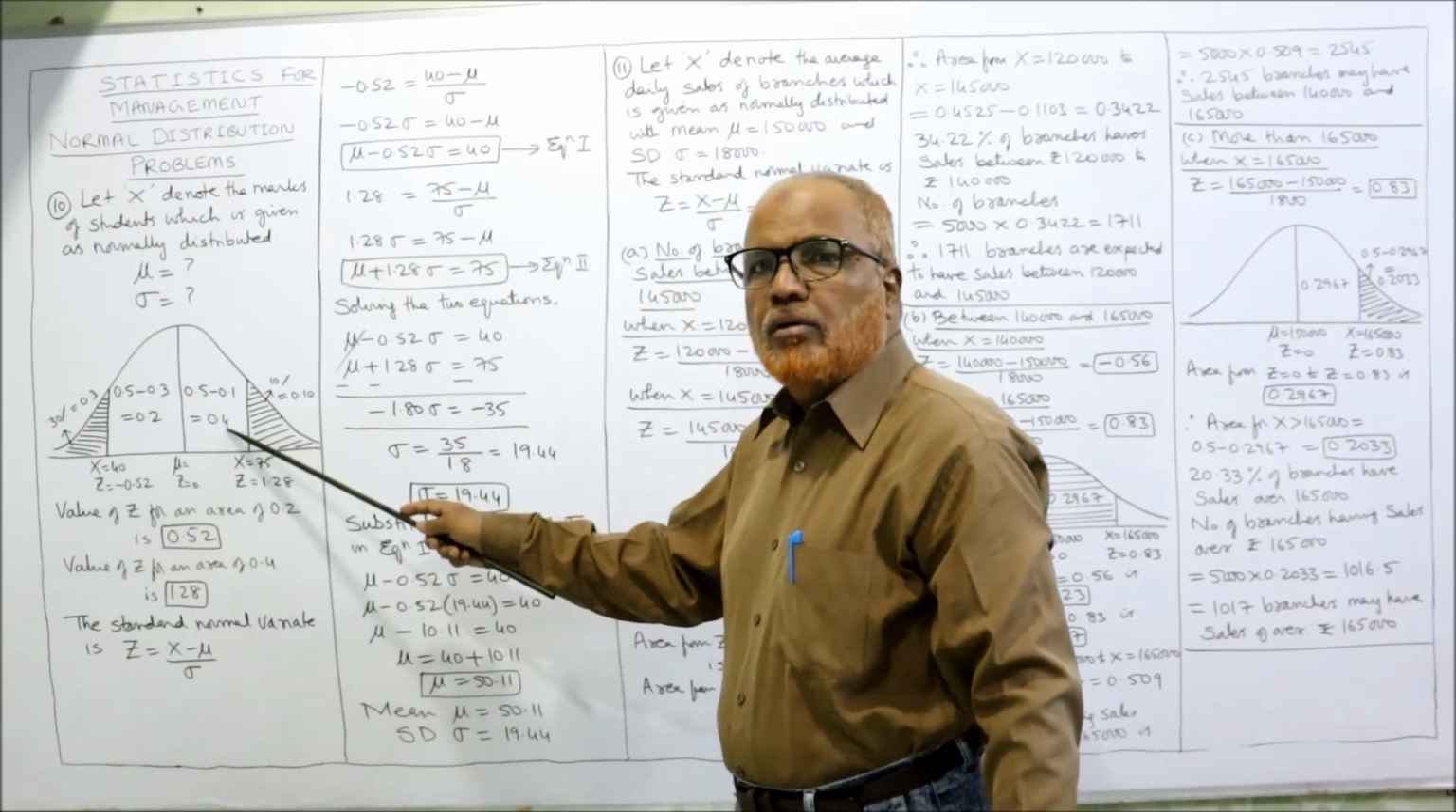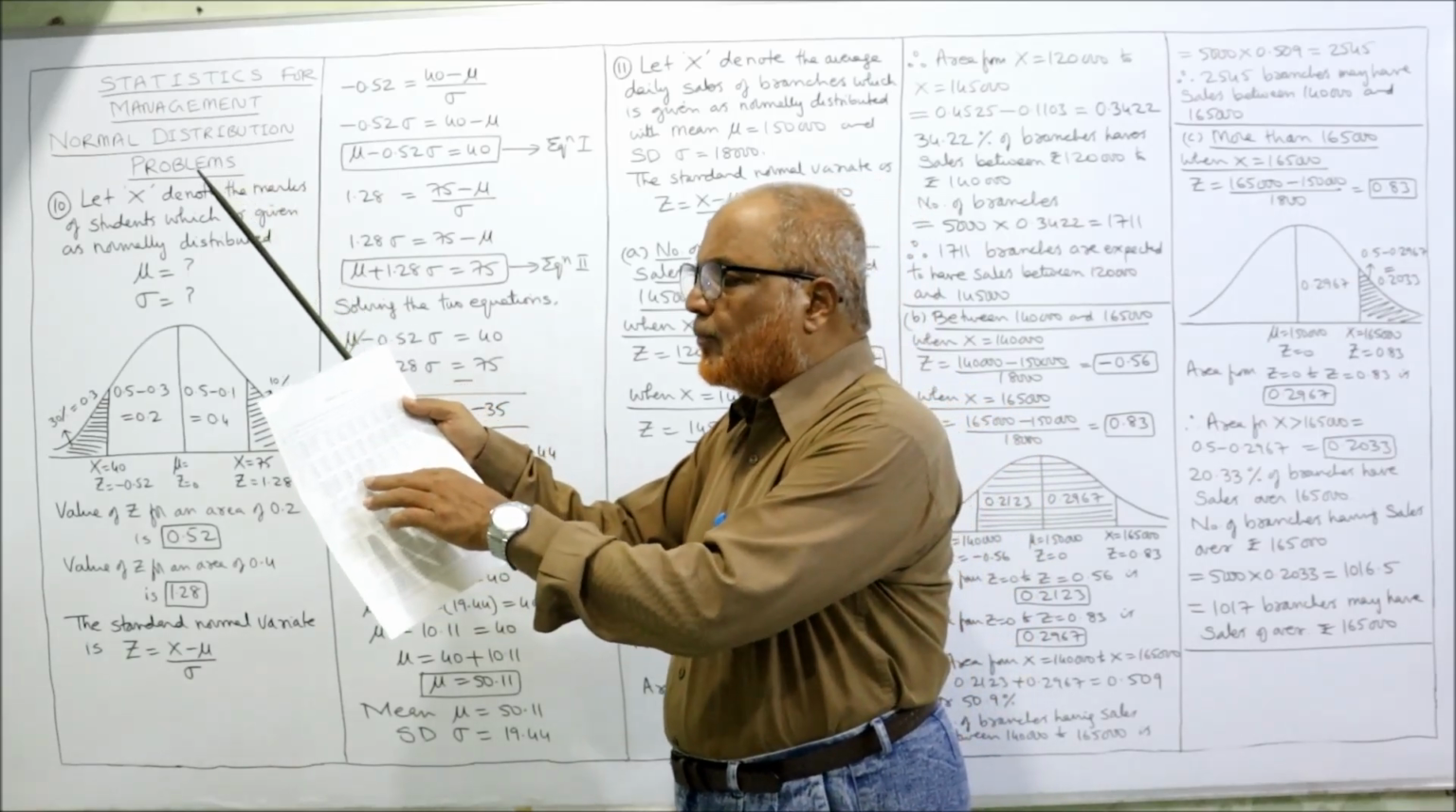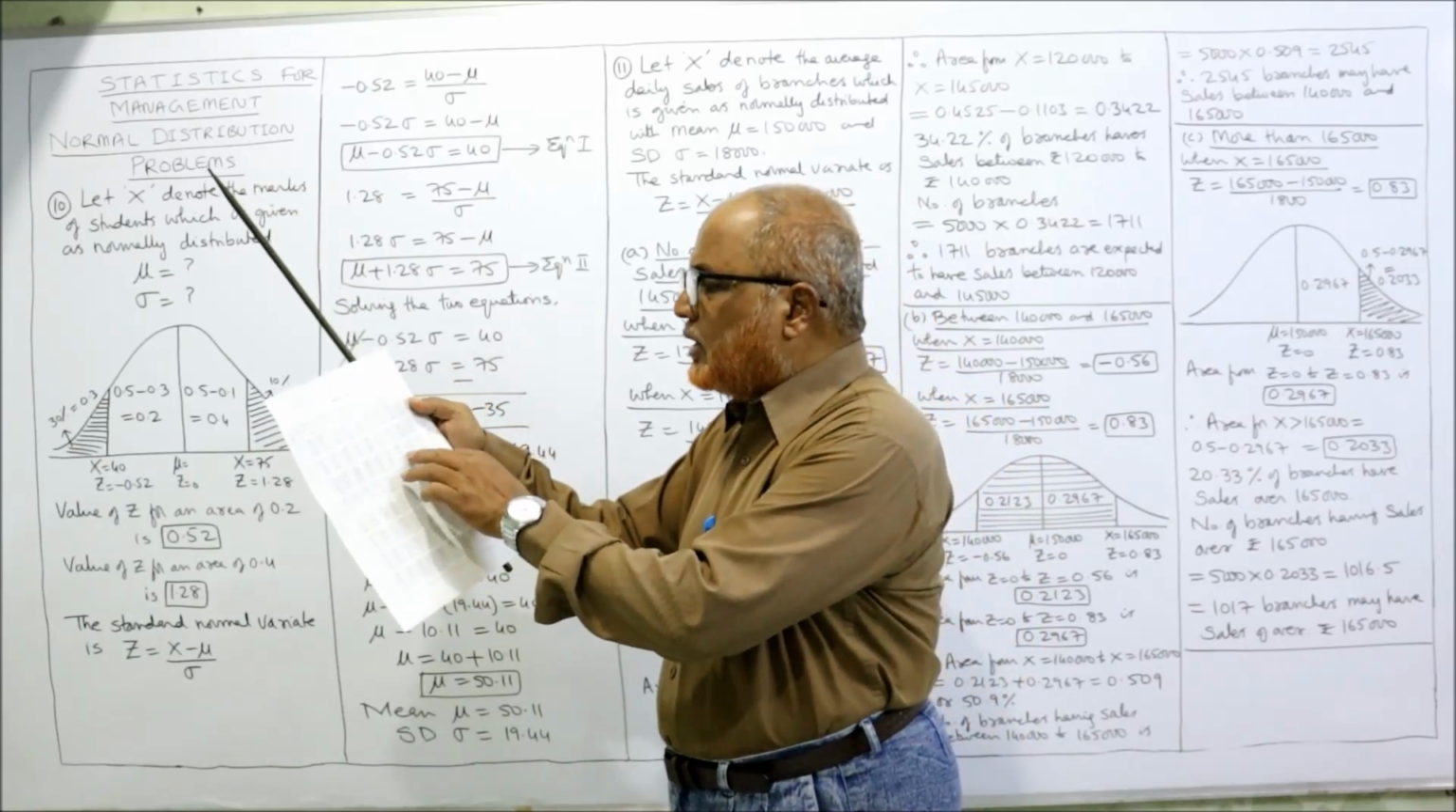Similarly 0.4. Now search in the area table for 0.40. Where is 0.40? Here.